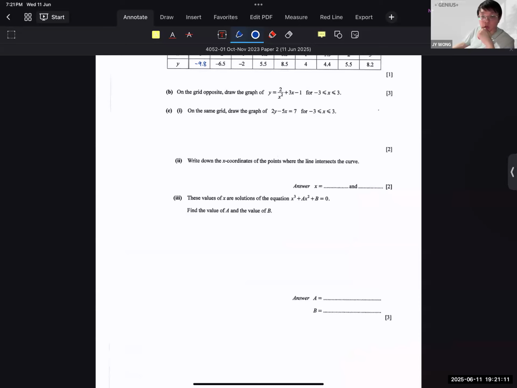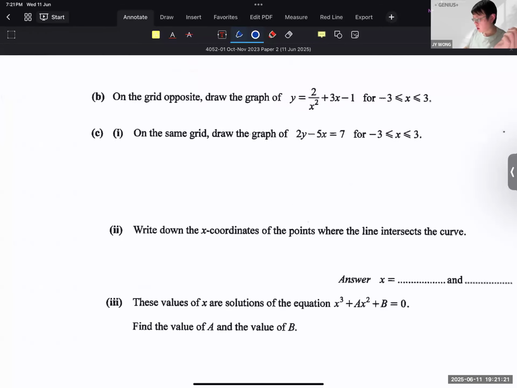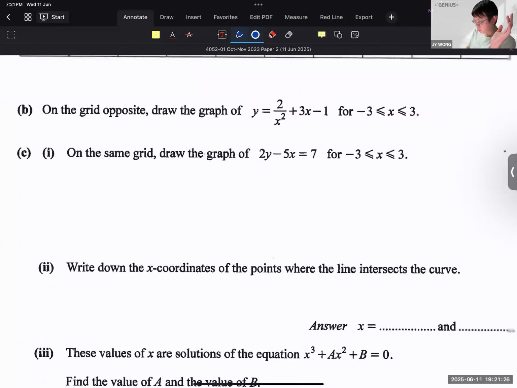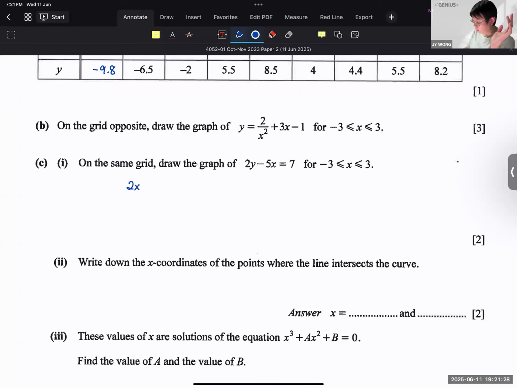Now, once you are done with the graph, look at the next part of the question. On the same grid, draw the graph of 2y minus 5x equals 7. Anytime they ask you to draw a straight line graph, I will always transform the straight line equation into y equals mx plus c. So 2y equals 5x plus 7. And therefore y equals 5 over 2 x plus 7 over 2.